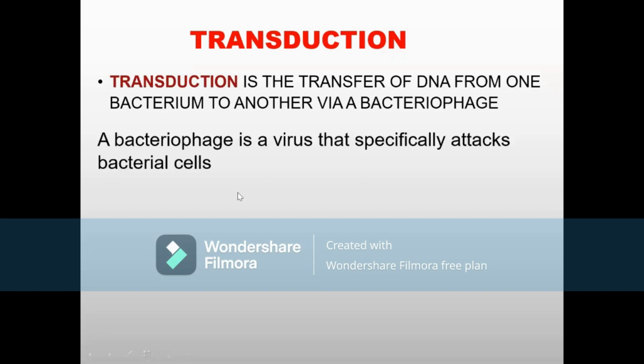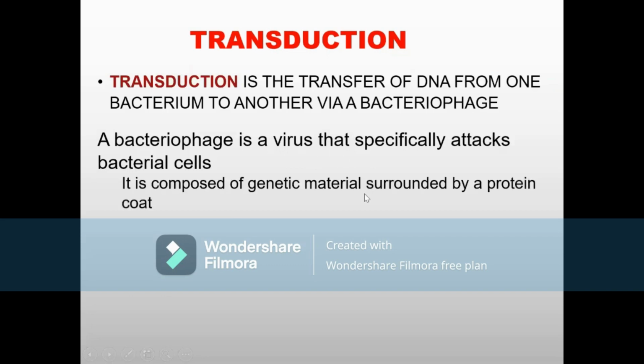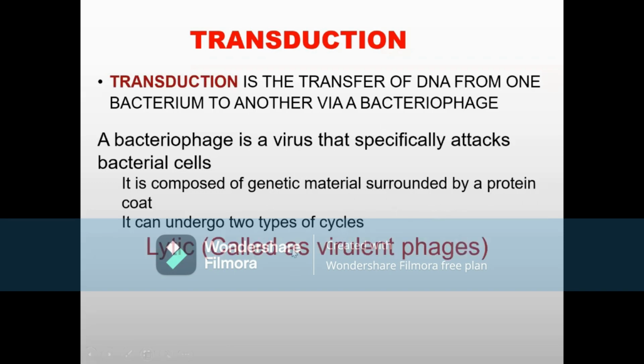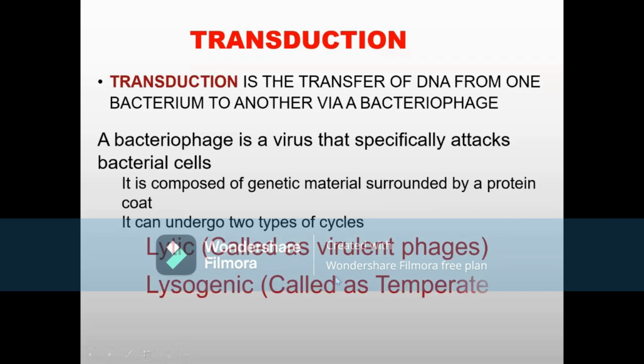And this bacteriophage is a virus specifically attached to the bacterial cells. All of you know it is a virus of bacteria, the bacteriophage. It is composed of genetic material surrounded by a protein coat. It undergoes two types of life cycle: lytic life cycle and lysogenic life cycle. All of you know this.